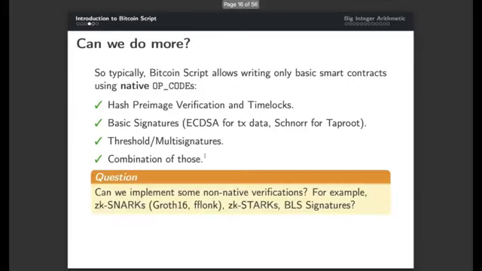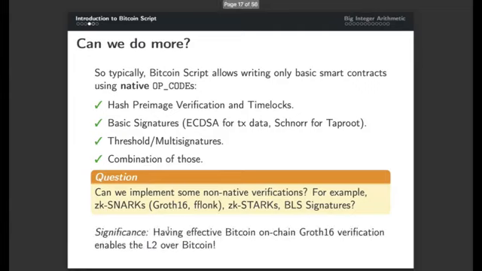But that's very limited. Can we implement some non-native verifications? That's basically the question asked by the majority of current Bitcoin research, in particular in the BitVM ecosystem. BitVM actually tries to implement an L2 over Bitcoin.